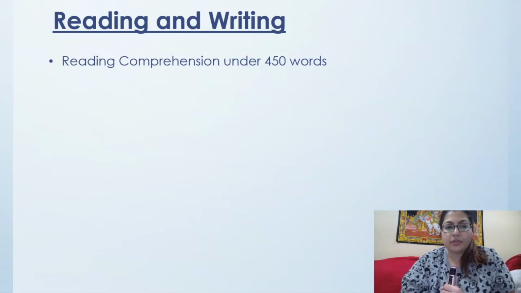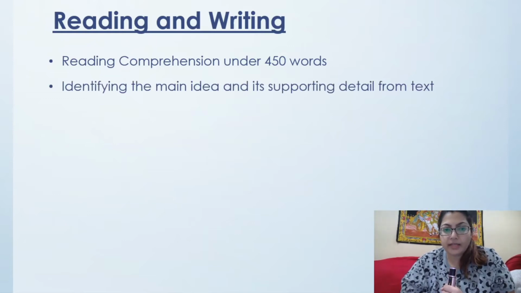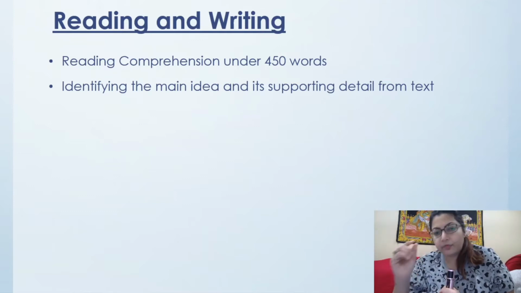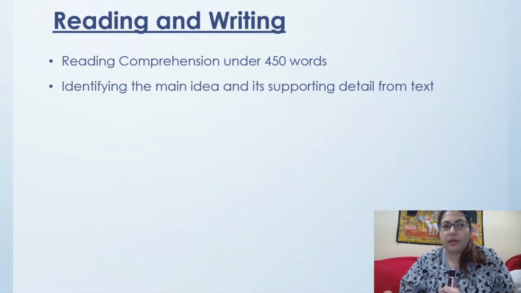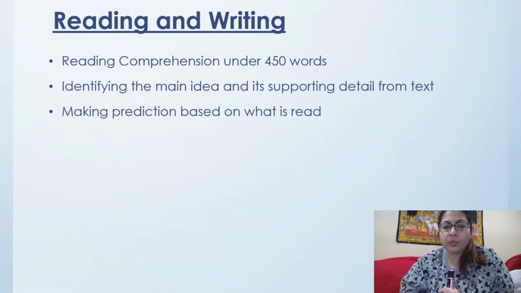And the first topic under writing skills will be identifying the main idea and its supporting detail from the text. So often the question comes like, what is the main idea? That is very easy and simple. But now they also have to find supporting details, as in evidence from the text that helped you to conclude, or helped you with your opinion about the question. Next, we have making prediction based on what is read.